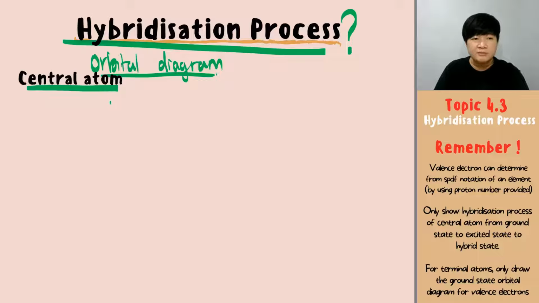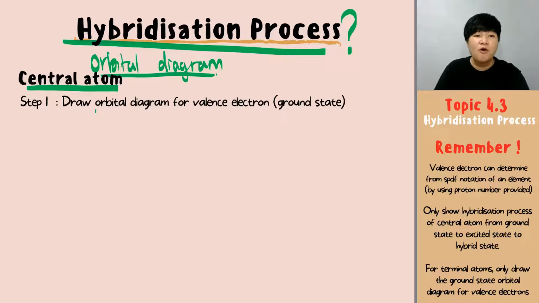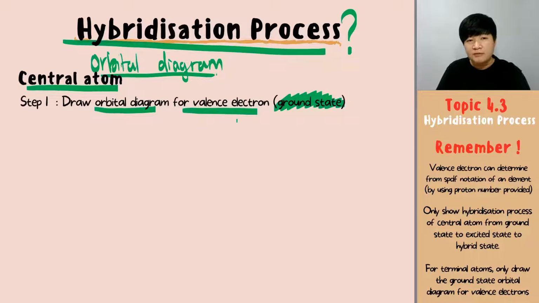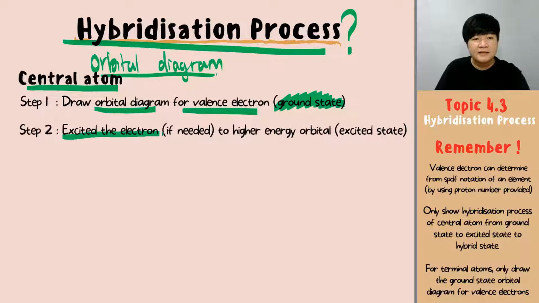So for the central atom, there are a few steps. You must always start off with the orbital diagram for the valence electrons of the central atom only, and that we call the ground state. So you draw the orbital diagram of the valence electrons for the central atom. And then you are going to excite the electron to a higher energy orbital if it's needed. I will show you when it's needed. And that is what we call the excited state. So you have your ground state moving to your excited state.